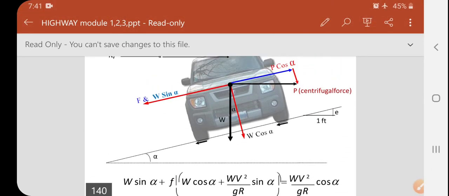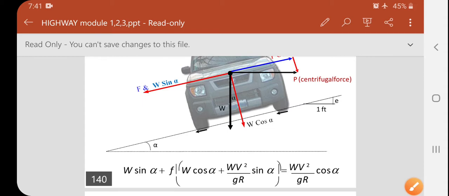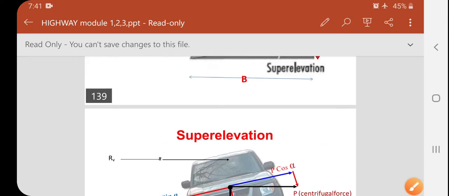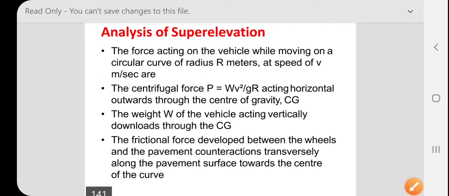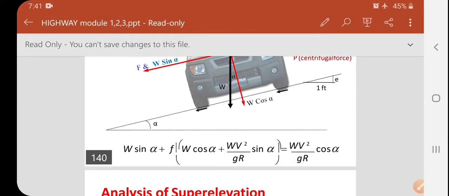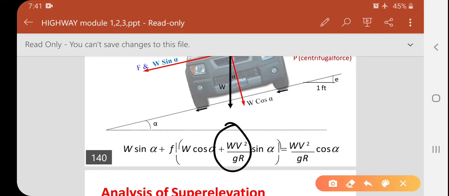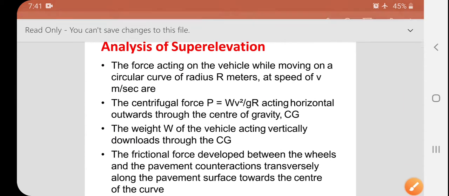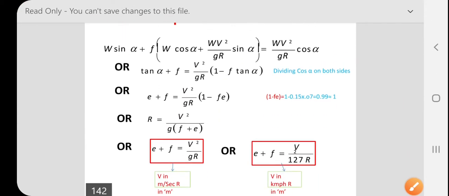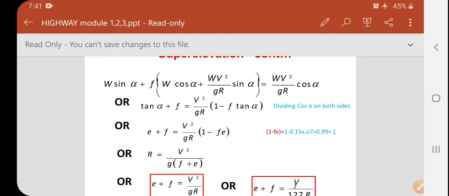So first see here, W is the weight of the vehicle into sin alpha, where alpha is this angle. W sin alpha plus F into W cos alpha plus W V square divided by g into R. What do you mean by W V square divided by g into R? We have already learnt that W V square divided by g into R is nothing but P, the centrifugal force. So W V square divided by g into R into sin alpha.